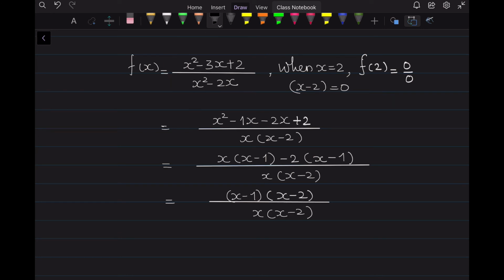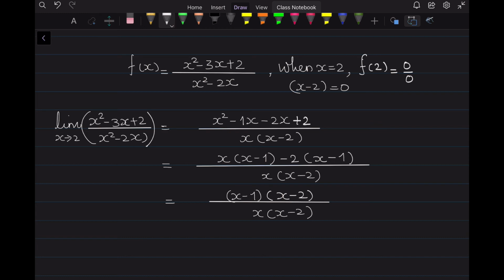Okay. So now we see that x minus 2 is present in the numerator as well as in the denominator of this expression. And it is this expression that creates a problem when x is equal to 2. Because in that case, this x minus 2 is equal to 0, and it gives us 0 over 0. So as we learnt in the lesson number 2, we cannot get rid of this x minus 2 and this x minus 2 when x is equal to 2. But if we take the limit of this function x squared minus 3x plus 2 over x squared minus 2x as x approaches 2.